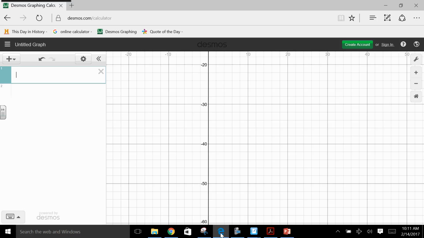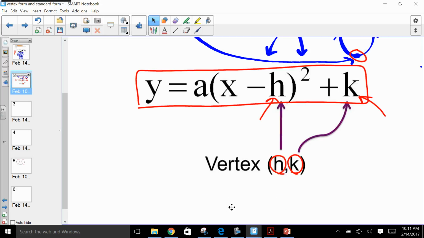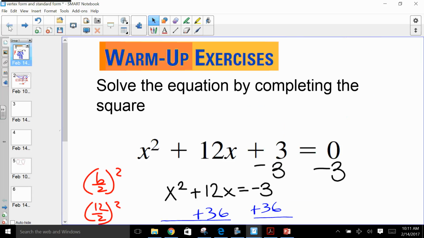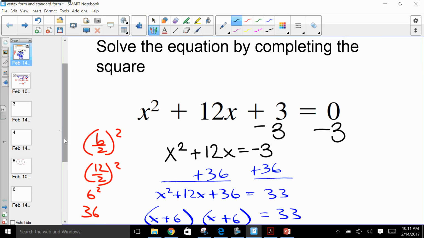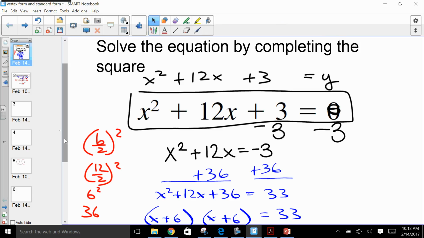But now, instead of writing 0 is equal to something, for instance, on warm-up we had, here's our equation for warm-up. But instead of writing it this way with a 0, I'm going to write y equals, because we're going to graph it now. Look at it. I'm going to write this equation. Okay, we have x, and now we have y. Instead of 0, I'm replacing it with y. And let's see what this graph looks like. This is the one from warm-up, x squared plus 12x plus 3.